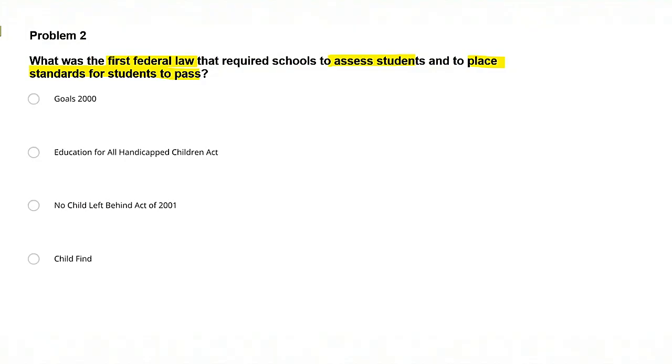Well, Goals 2000 primarily aimed to set new high standards and improve student achievement around the nation. So this could be it, but let's be sure to look at the other choices. Education for All Handicapped Children Act basically ensured a fair and equal education for all students regardless of disabilities or any handicap. So this is not necessarily focusing on the keywords that we've highlighted in the question. Let's look at choice 3.